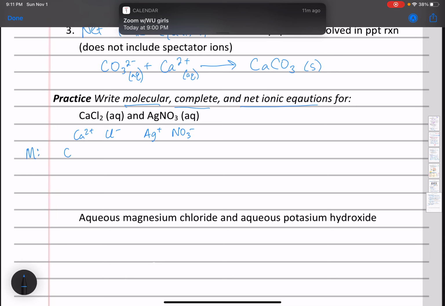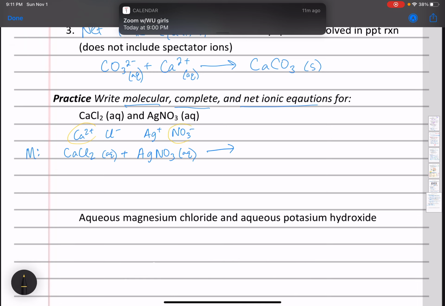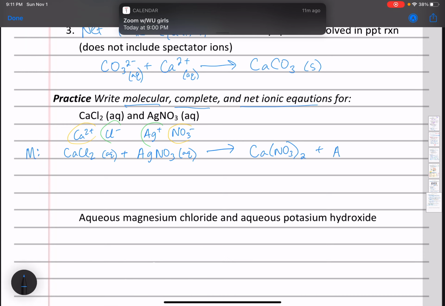So I've got calcium chloride in its aqueous form and silver nitrate in its aqueous form. And the products, this is a double displacement reaction, right? So the calcium and the nitrate are going to pair up. So we will have calcium nitrate. Calcium has a 2+ charge, nitrate has a 1- charge, so I need 2 of those. And the chlorine and the silver will pair up. I always want to write the cation first, so that's going to be silver chloride, right?